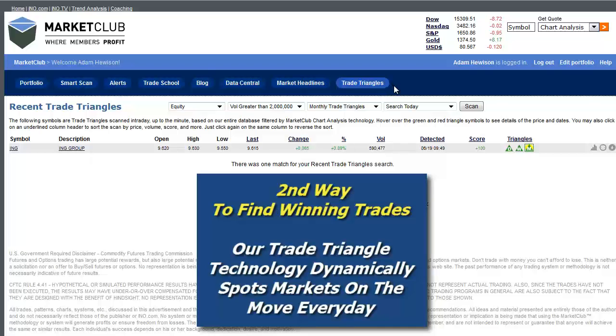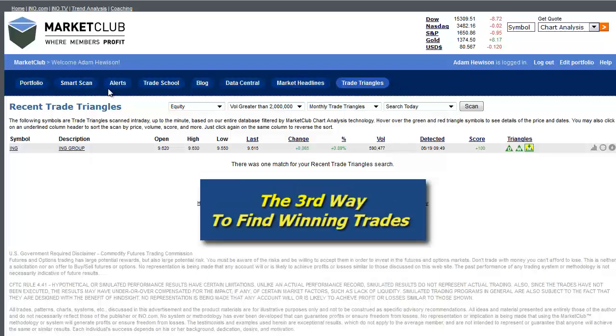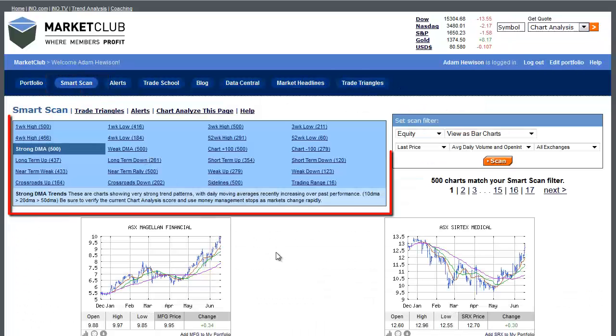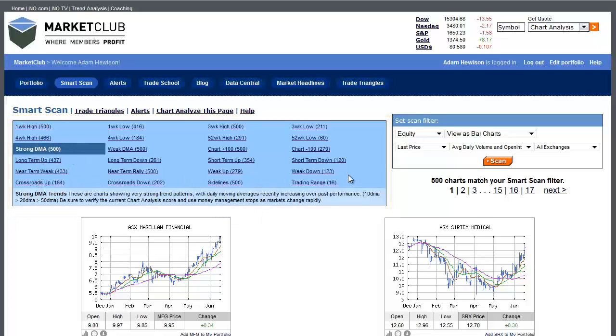Now there is another way. This is the third way, and that's with our Smart Scan. So we click here. And here you see a Smart Scan page come up, and you can see all of these different ways of looking for markets. There's approximately 24 different ways you can search for markets, just the criteria here, and then you can say, okay, let's say I want to see 52-week highs.